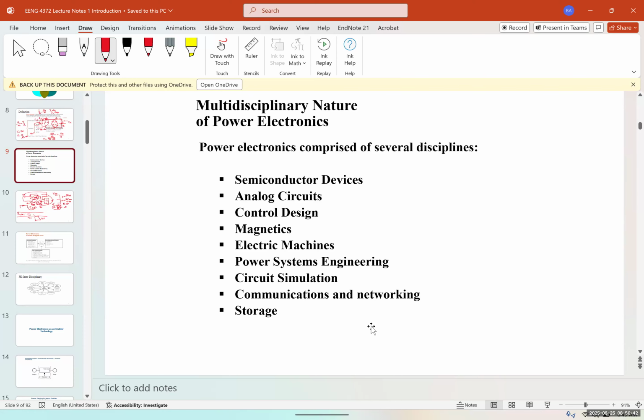And then we have analog circuits for controlling them, the control design, magnetics for relays, high power electronics, and electric machines like the BLDC, brushless DC, asynchronous motors, and synchronous motors that we control by controlling their frequencies, so frequency controlling systems. Power system engineering, circuit simulations, communication and network. For those of you who have worked with Xcel Energy, the transmission, distribution, every part of the grid, you need to be able to control a relay or a contactor.